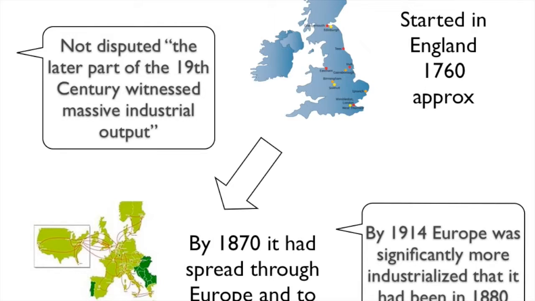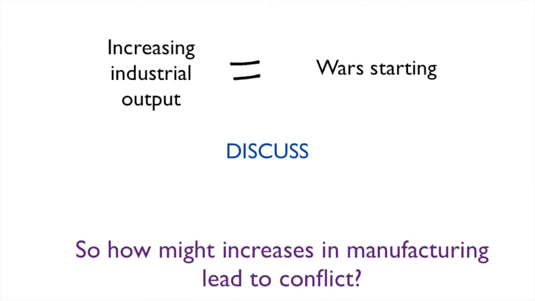This means that you can produce more ships, you can produce more weapons more quickly. Although it was created by different means, it allowed for weapons of war to be created quickly, and Britain certainly had the increasing industrial output. Does increasing industrial output equal wars starting?